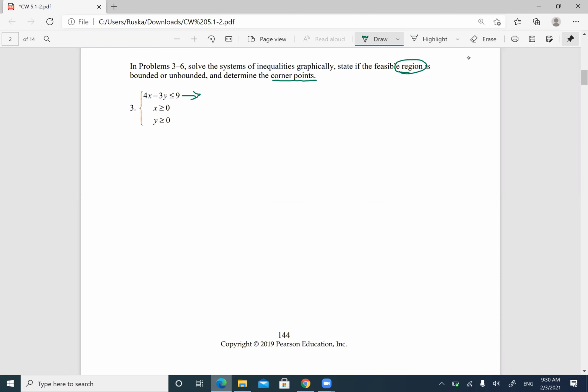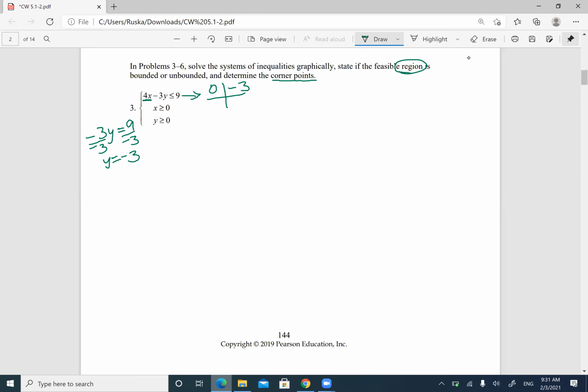So pretend that you have 4x minus 3y equals 9. I need to pick 2 points. The first one, I'm going to pick 0 for x. So when x is 0, I have negative 3y equals 9. I'm going to divide by negative 3, and it's going to give me y is negative 3.